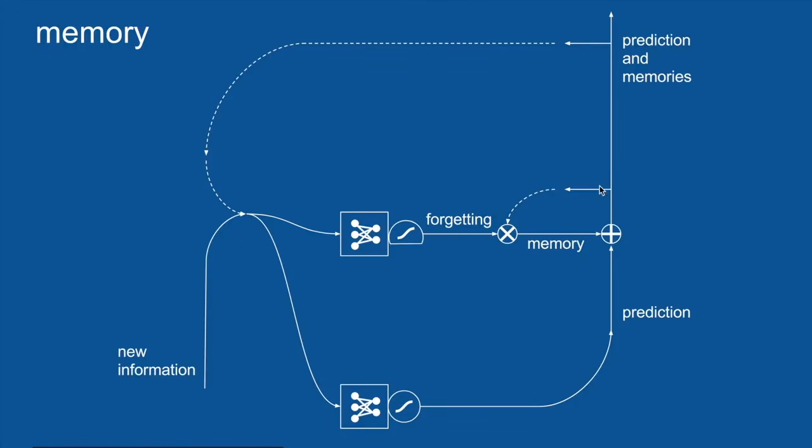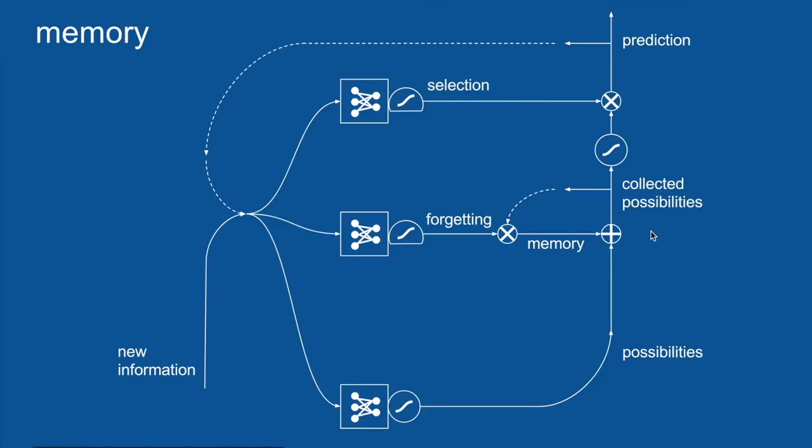So now we have not just predictions, but predictions plus the memories that we've accumulated and that we haven't chosen to forget yet. Now there's an entirely separate neural network here that learns when to forget what. Based on what we're seeing right now, what do we want to remember? What do we want to forget? So you can see this is powerful. This will let us hold on to things for as long as we want.